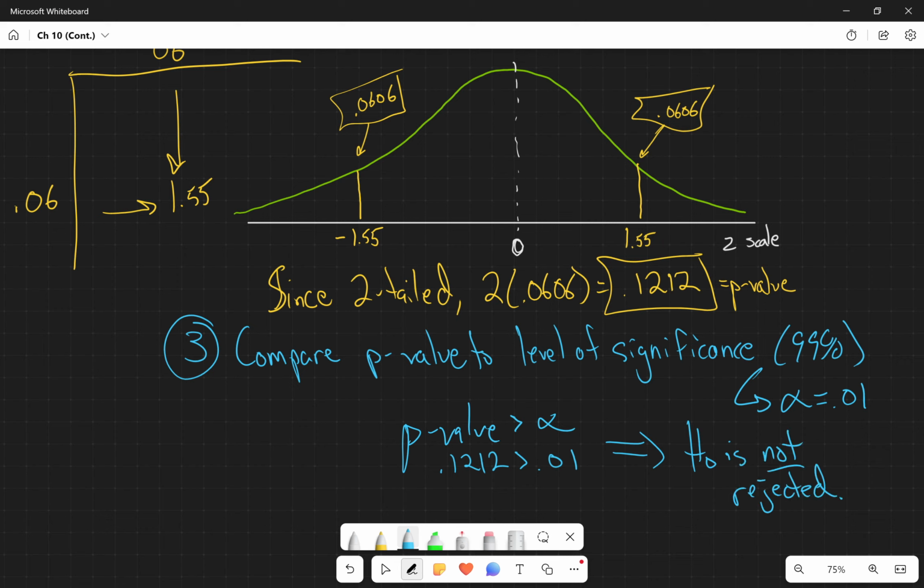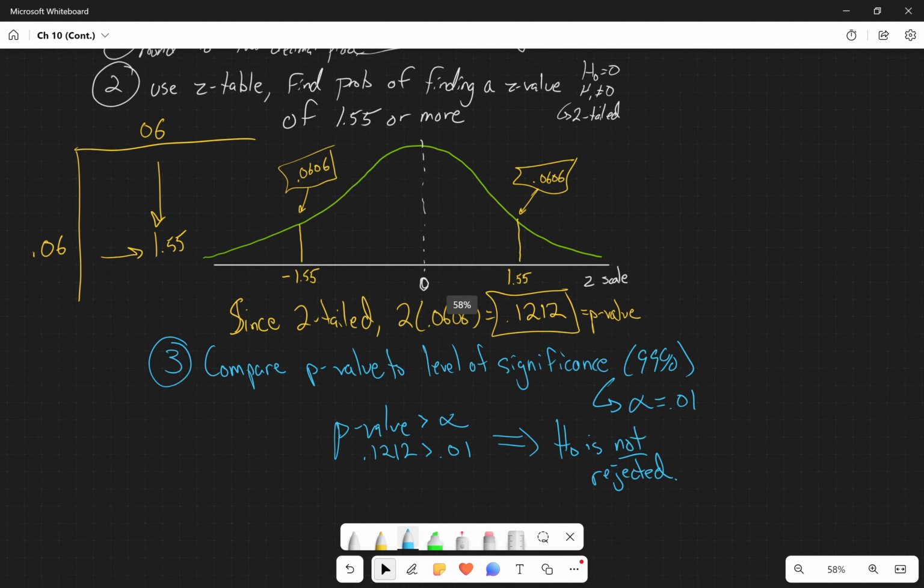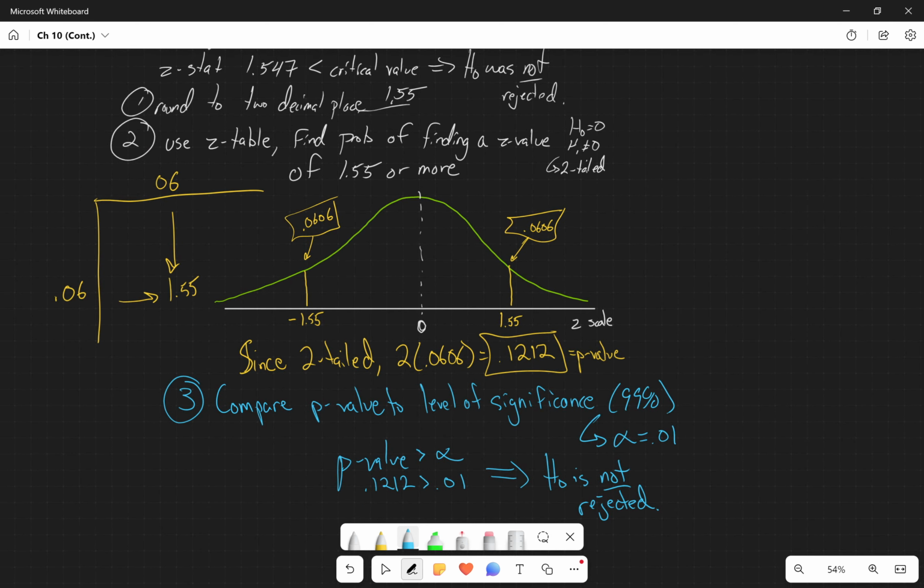So again, same conclusion that we had at the top, right? Where we talked about our Z statistic being less than the critical value, so we can't reject the null hypothesis. The p-value being greater than the alpha, the level of significance, is also going to result in our H naught not being rejected.